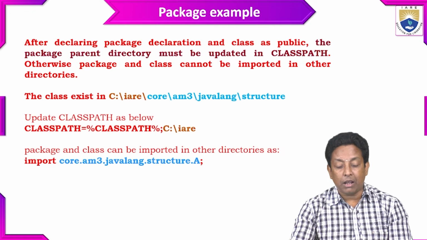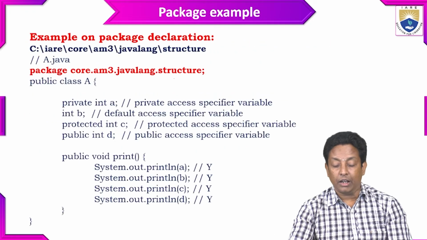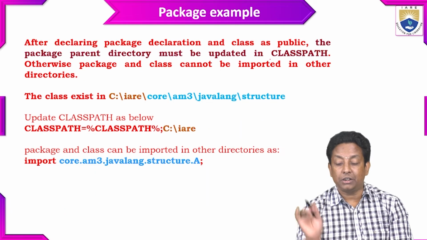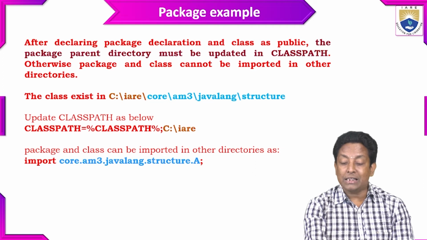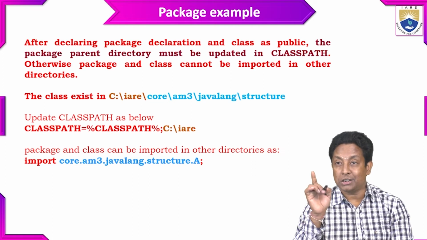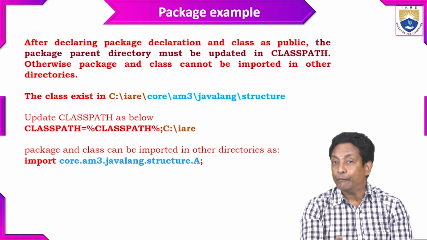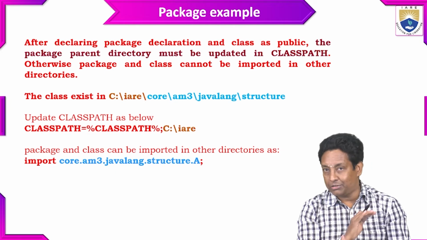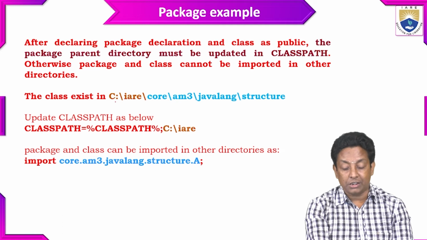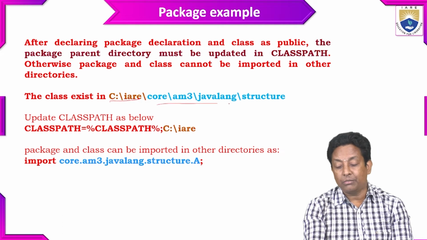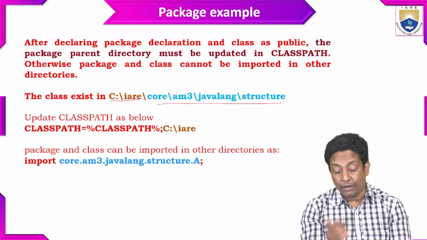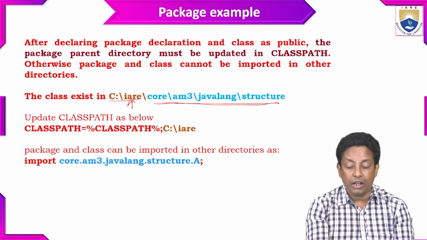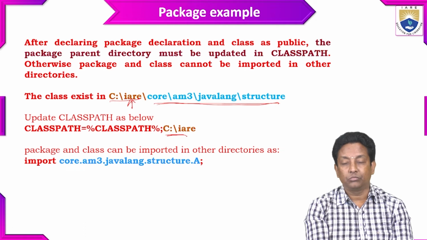in the same directory. We'll write one more that we'll see later. After declaring the package declaration and the class as public, the package's parent directory must be added to the system environment variable classpath. Otherwise, the package and class cannot be imported in other directories. That is very clear. So the class exists in C colon IARE, core AM3 Java Lang, and structure is the remaining directory. This we maintained as a package, hence C colon IARE must be added to the classpath.